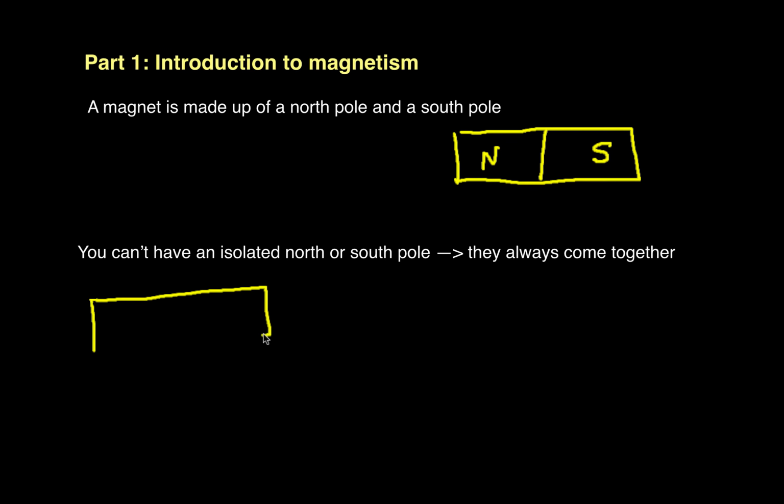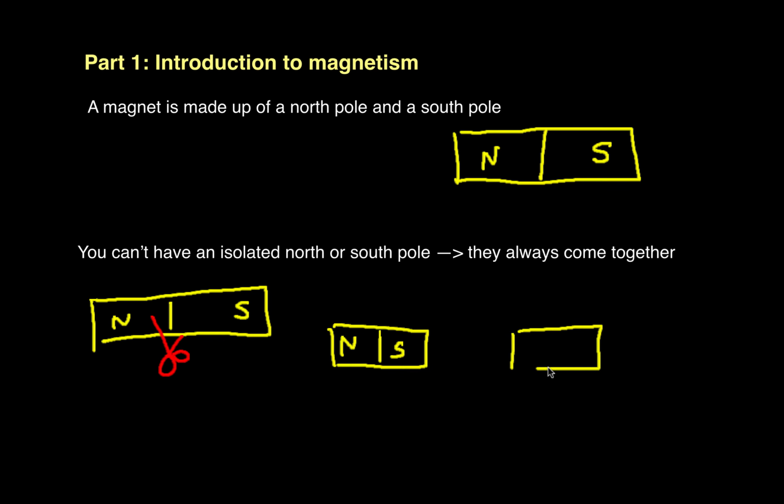So if you have a magnet and you try to cut it in half with a knife, or I'm going to draw a pair of scissors trying to cut it in half, you actually end up with two smaller magnets instead of two separate north and south poles. A magnet cut in half becomes two separate magnets.